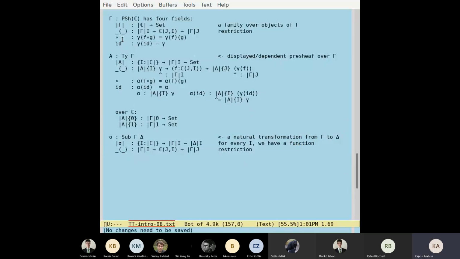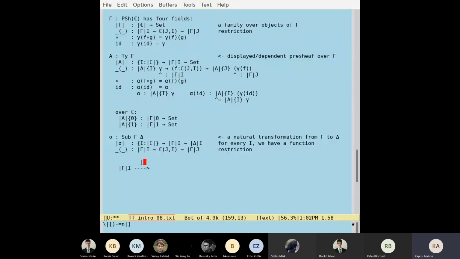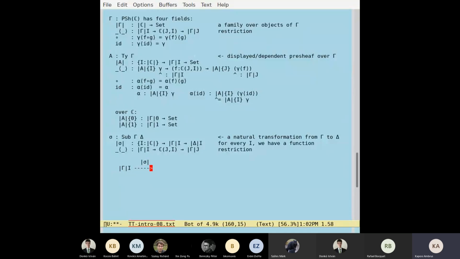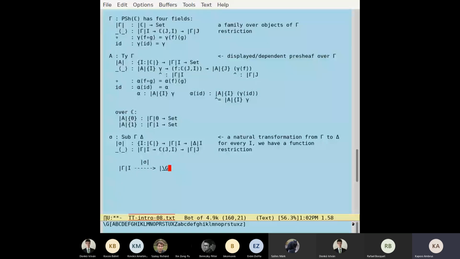And the second component will say something about these restrictions, okay? For each restriction, we get some equality, so we can apply this function in two different ways. So let me draw it first. So, okay, if I have a gamma I, then by such a sigma, right, I can go from gamma I to delta I, right?